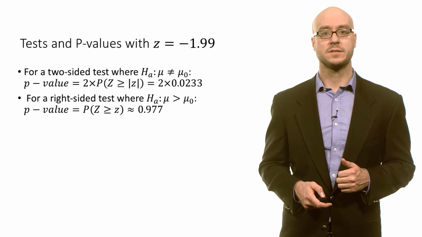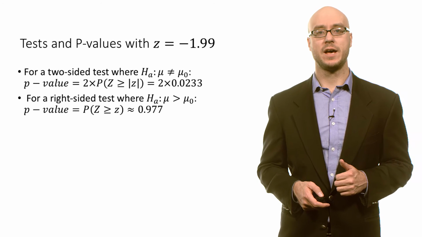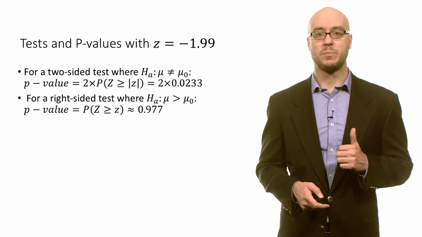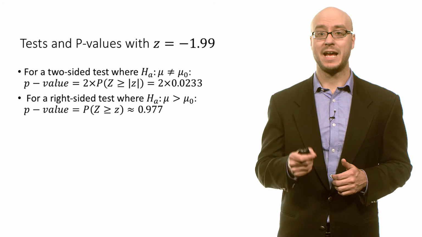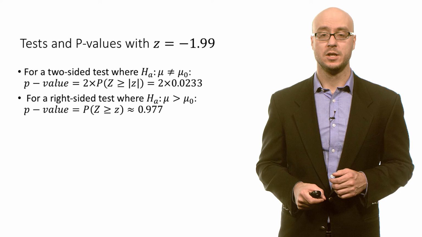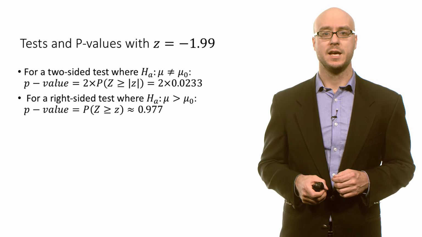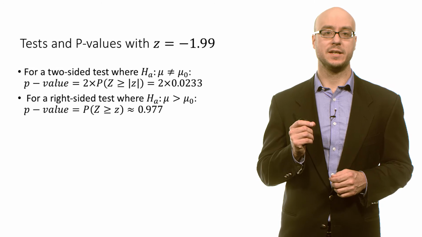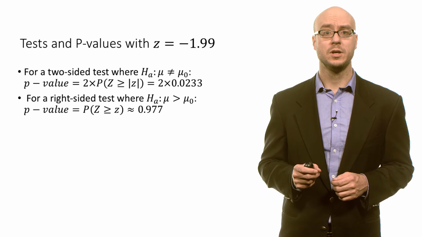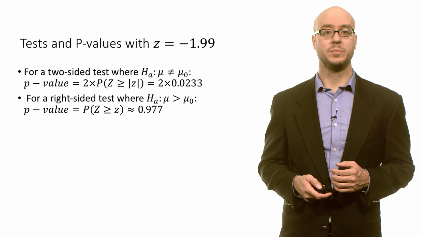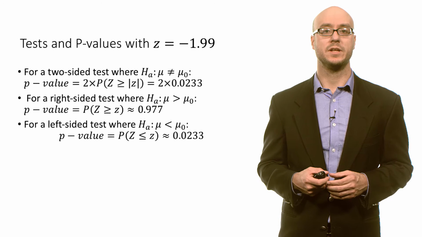So for a two-sided test, right, where the alternative is that the population mean is not equal to the claimed value of the null hypothesis, the p-value is simply the probability of obtaining a z-test statistic greater than or equal to the one we obtained in absolute value times 2. So the absolute value of -1.99 is 1.99. And so when we multiply the probability of obtaining a z greater than or equal to 1.99, which is 0.0233, times 2, we obtain a particular probability value that is a little bit less than 0.05.